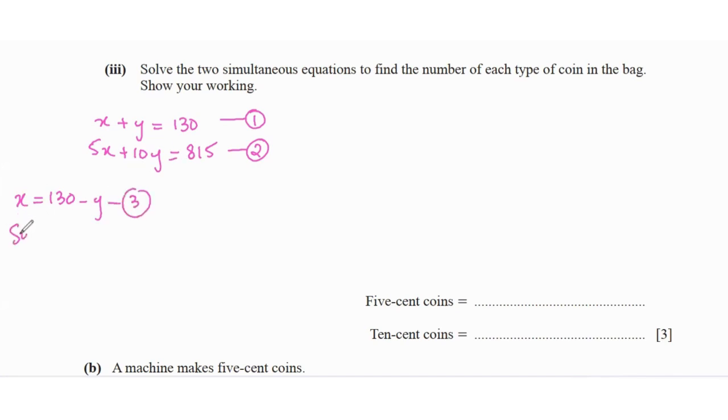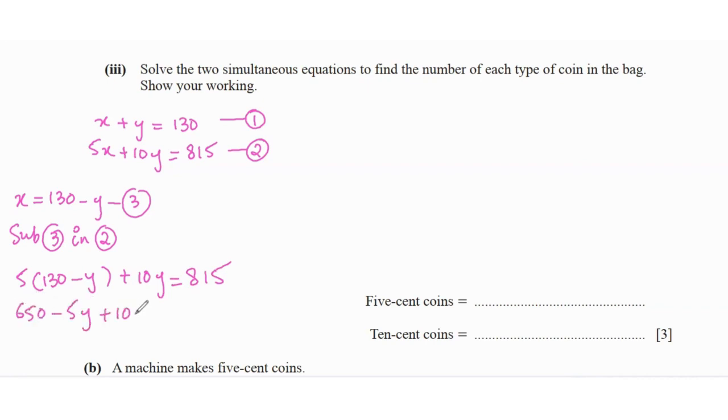And now we're going to substitute the third equation in the second equation. I'm using the substitution method over here, but you can also use the elimination method, whichever way you're comfortable with. There's no restriction on that. So that's going to be 5 times (130 minus y) plus 10y equals 815. 5 times 130 is 650, minus 5y plus 10y equals 815.